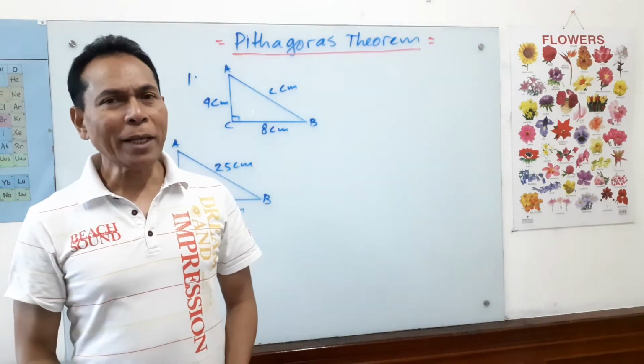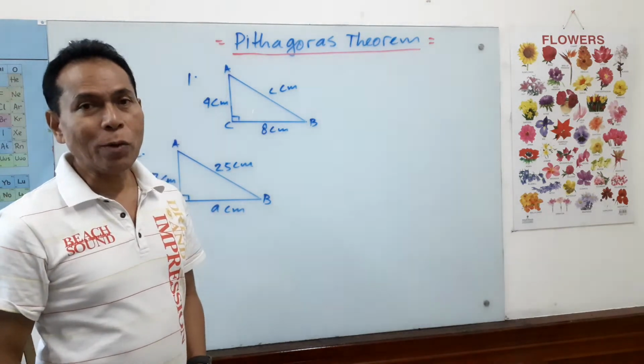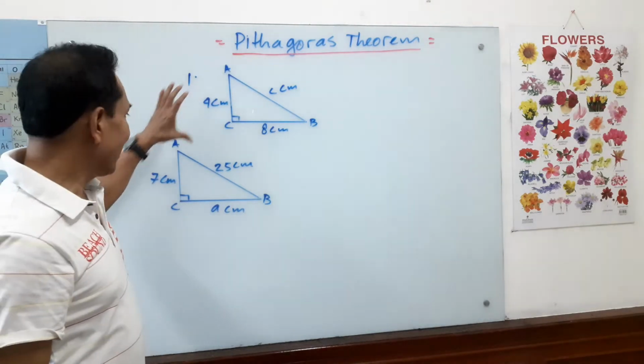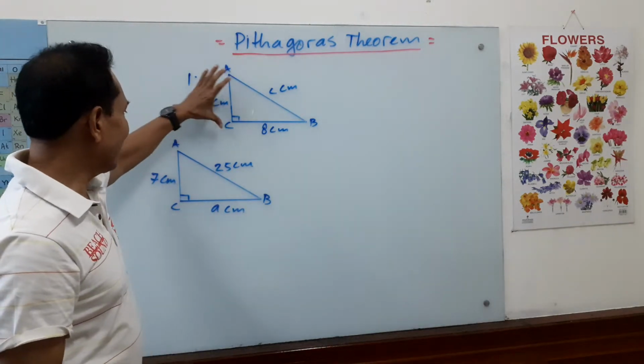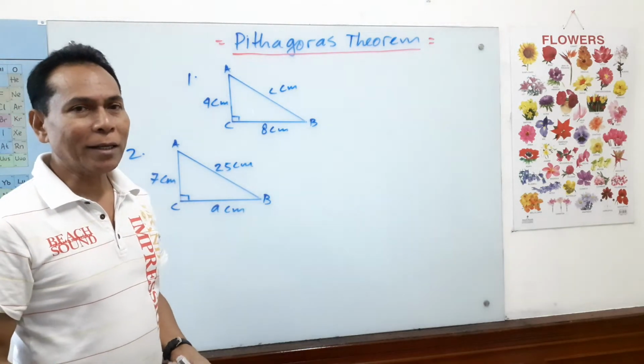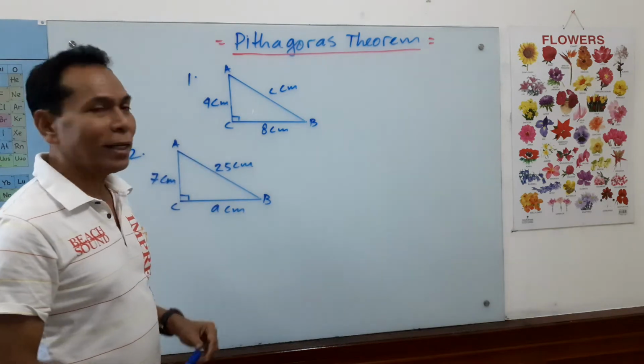Hi children, I'm back again, and today we are going to talk about Pythagoras theorem. I have two triangles on the board here, this number 1 and this number 2. Now, I want to tell you children that it's easy for us to name each side using the name of the angles.